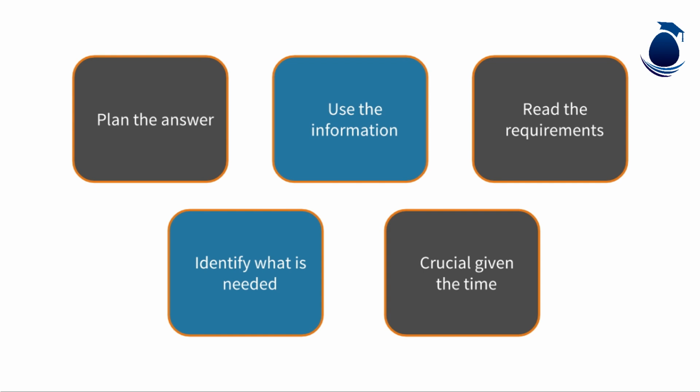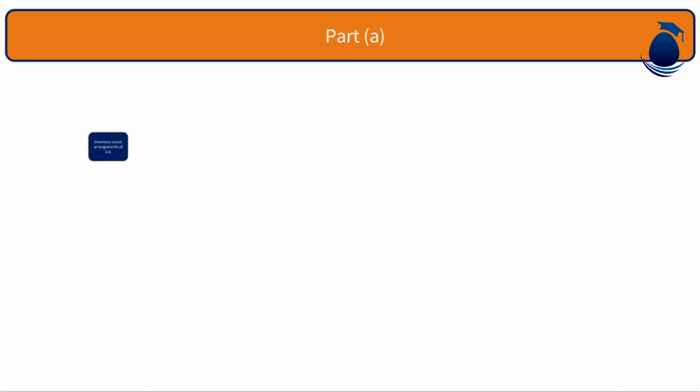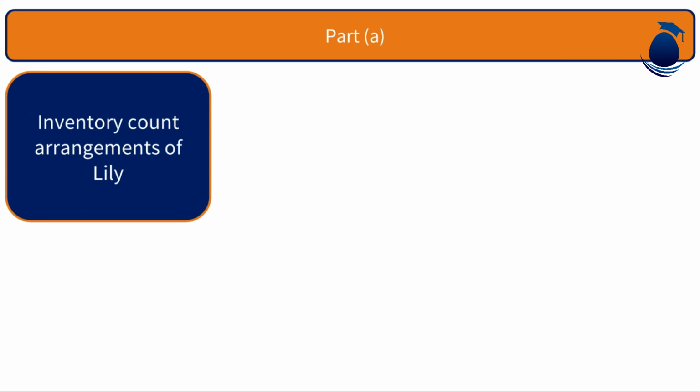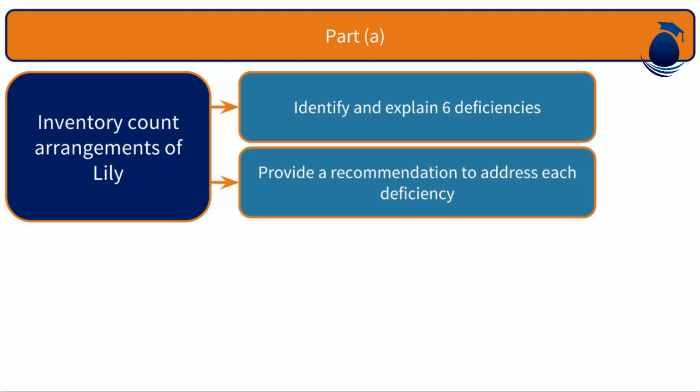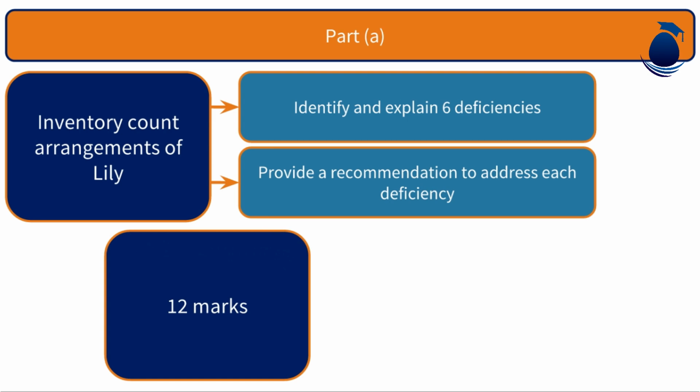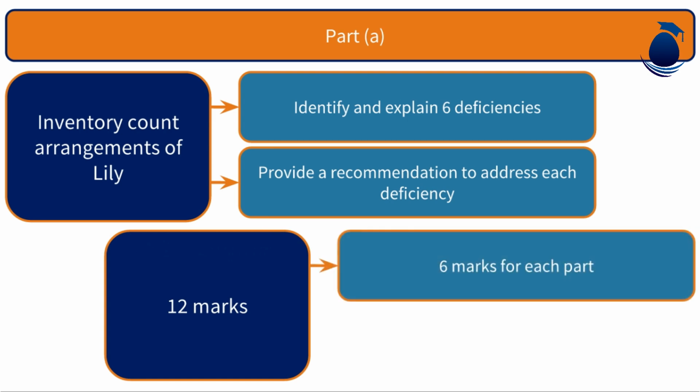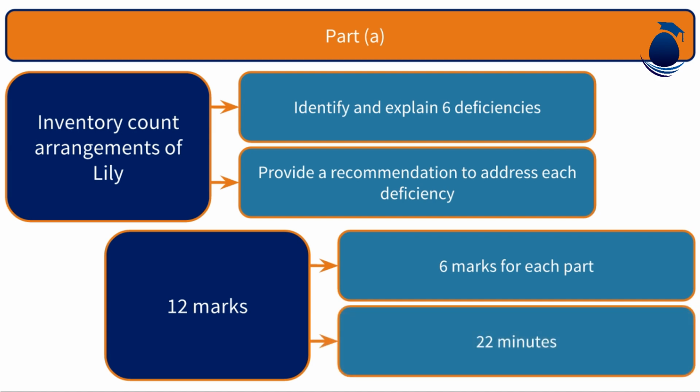Let's now break down the requirements. Part A asks for the inventory count arrangements of Lilly Glass, to identify and explain 6 deficiencies, and provide a recommendation to address each deficiency. This is for 12 marks, and states that the marks will be split equally between each part. Therefore, 6 marks for each part and no more than 22 minutes should be spent on the whole part of this question.